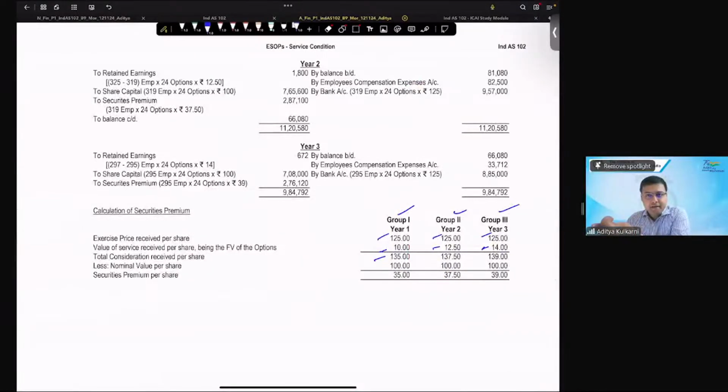125 he will pay, plus he has rendered service. He or she has rendered service for 1 year in group 1, 2 years in group 2, 3 years in group 3. The value of those services is 10 for group 1, 12.5 for group 2, and 14 for group 3. So total consideration that is received is 135, 137.50, and 139. Minus the face value, so this is your premium, 35, 37.50 and 39. Are we okay with this part so far? Yes?